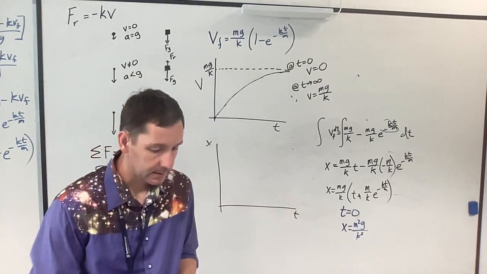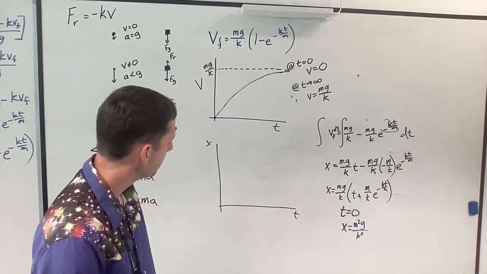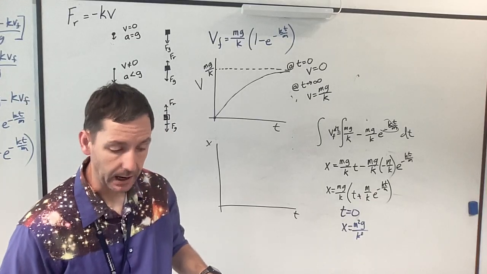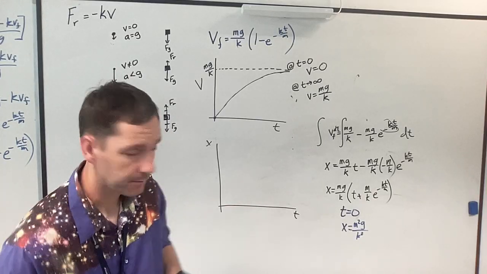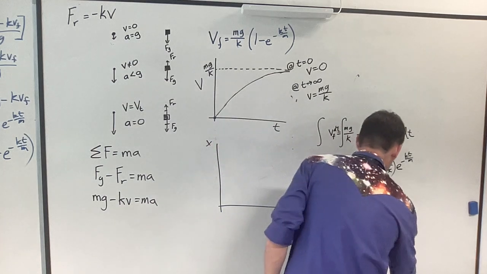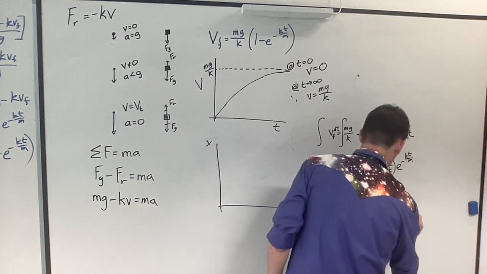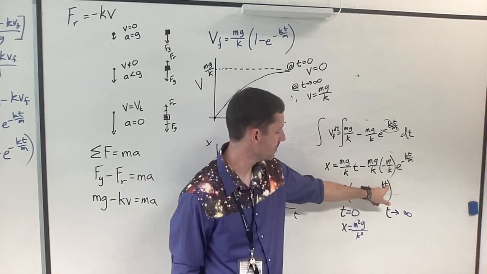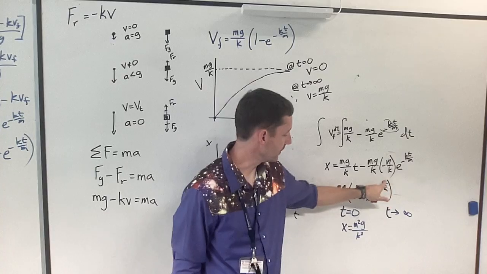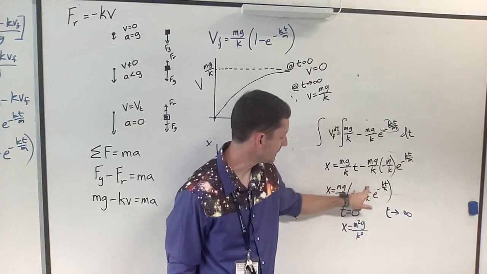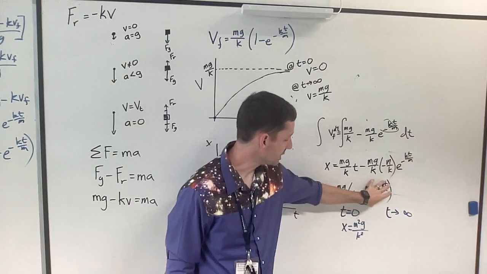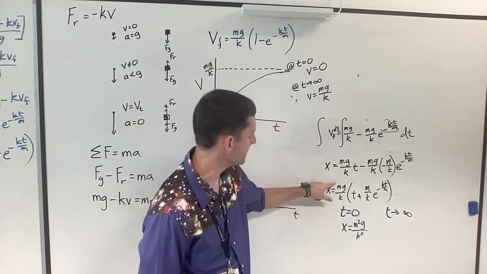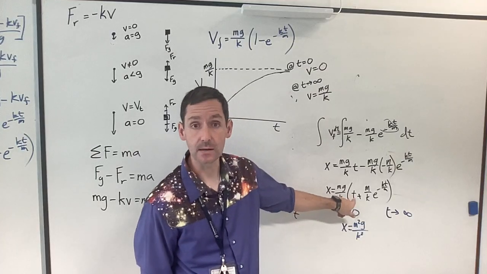Okay, secondly, I'm going to find out what happens to x as time approaches infinity. Now, the first thing that you'll notice is that as this gets to infinity, this becomes a really big number. That makes the e 0. That makes this whole term 0. So essentially, that number becomes 0. If that becomes 0, then what I'm left with is mg over k times t.